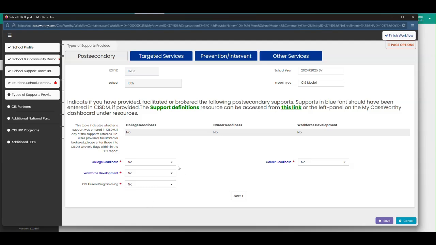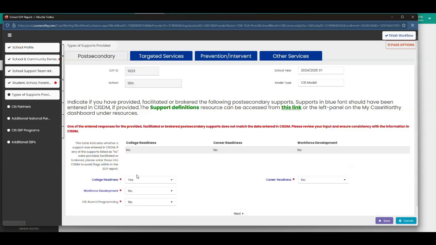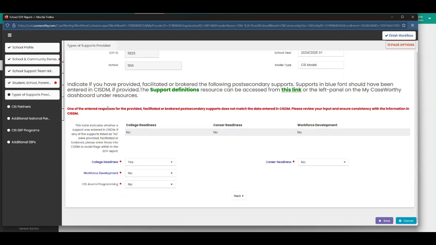If at any time there is a mismatch between what you put here in the workflow, like if I put a yes here, we're going to get a flag, and then we either have to adjust the workflow, so change our answer here, or go back into System and edit the supports.